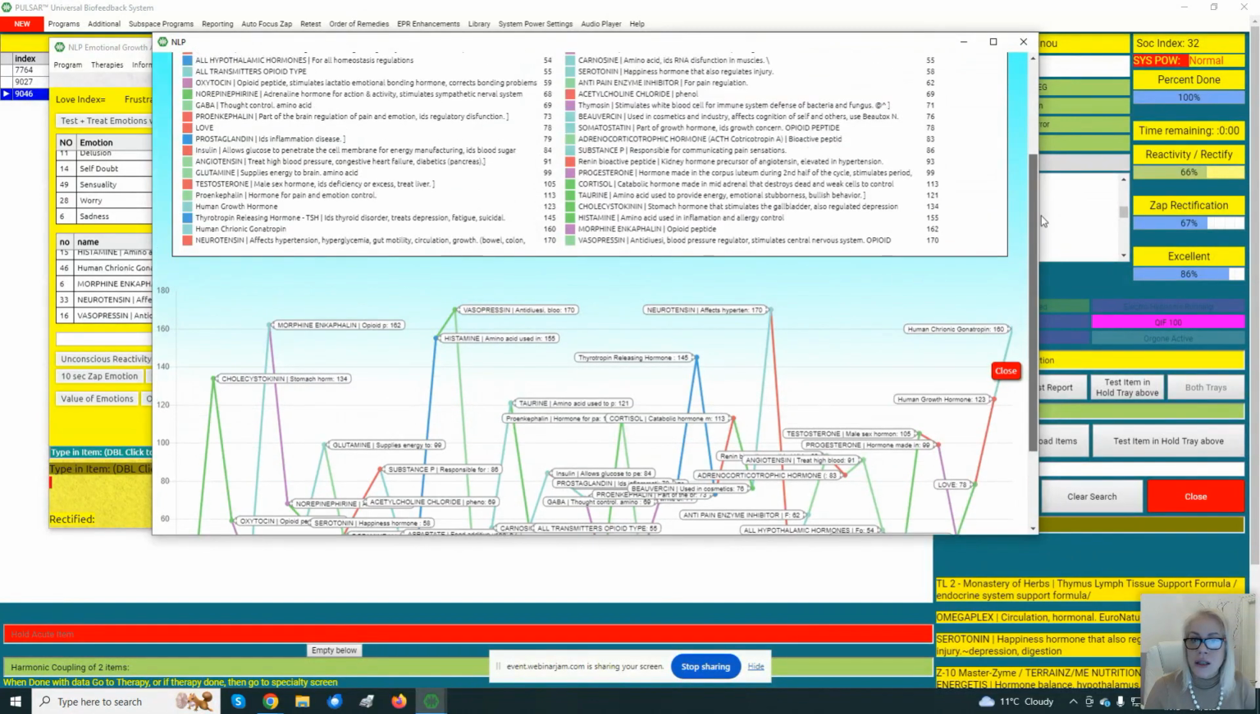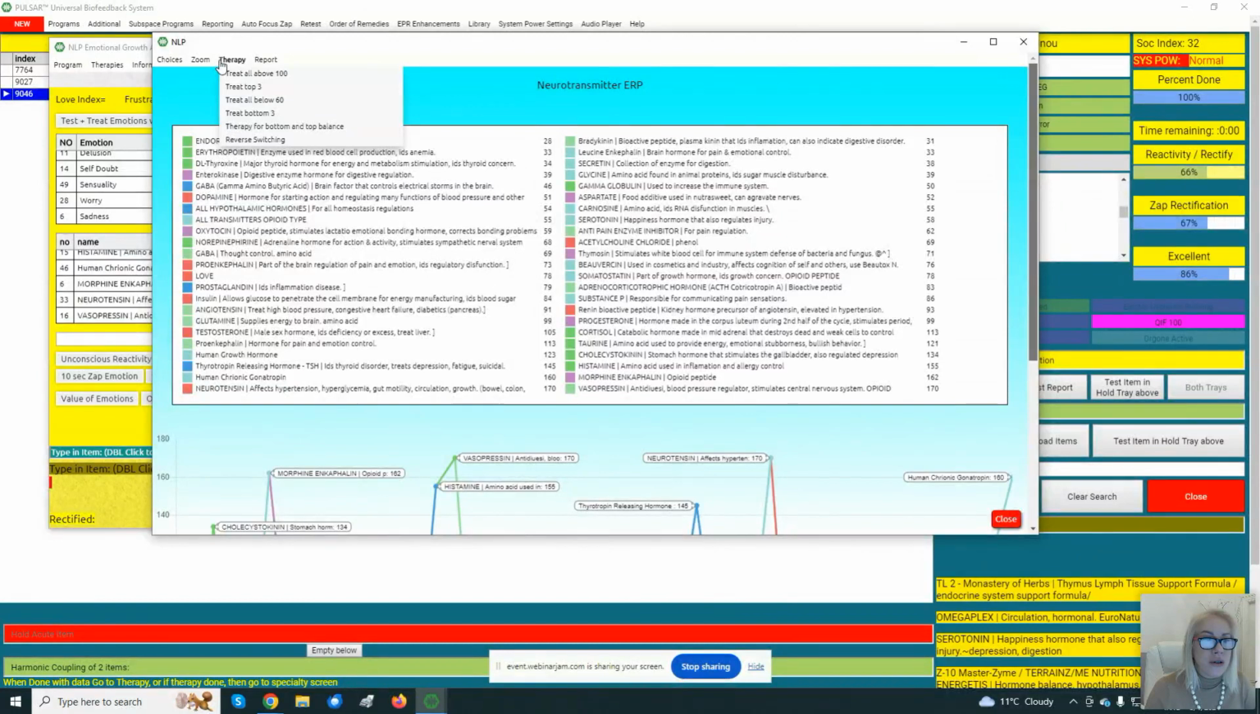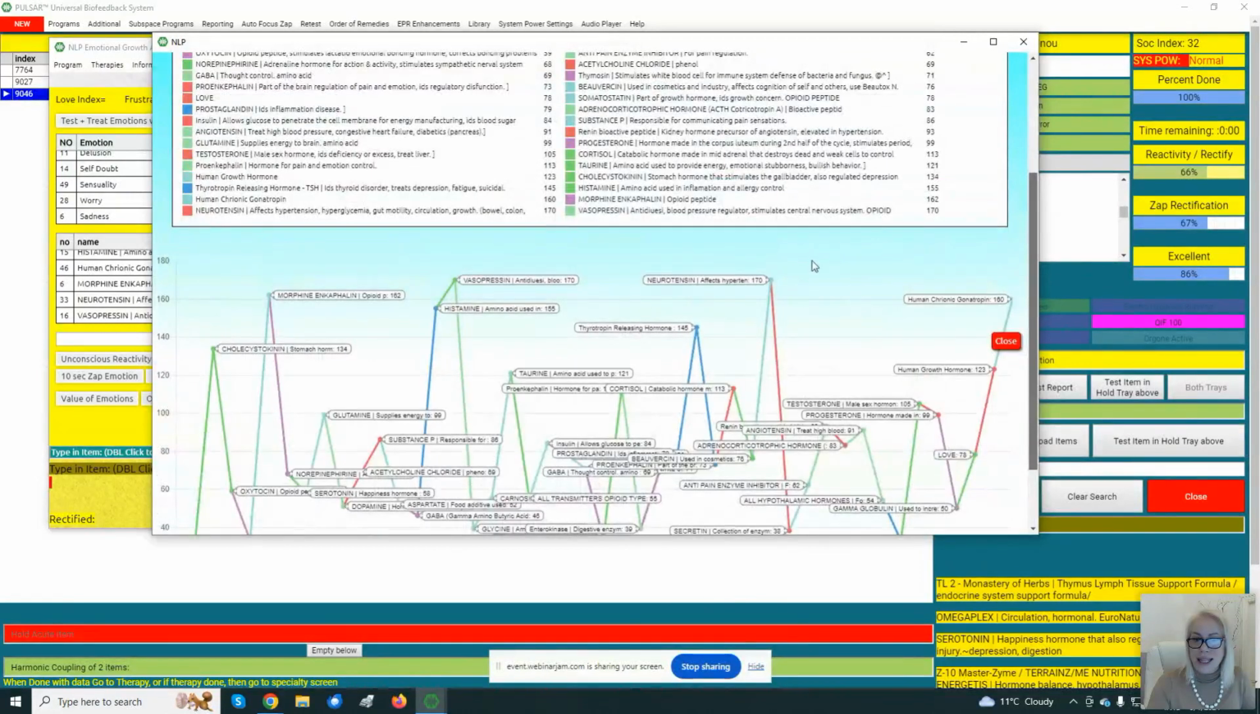Okay, so we can do treatments here, treat top 100s and what have you. I'm not going to do it now, but you get a rectification, and you do it over and over again till the rectification is at a good level. Or if you get at least all these items below 100, you can do it over and over again.